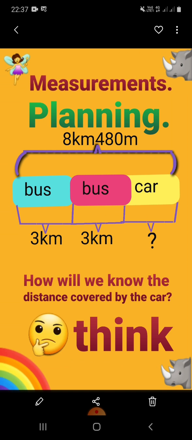So how will we get that? Is there any idea? How will we know the distance covered by the car? Think.